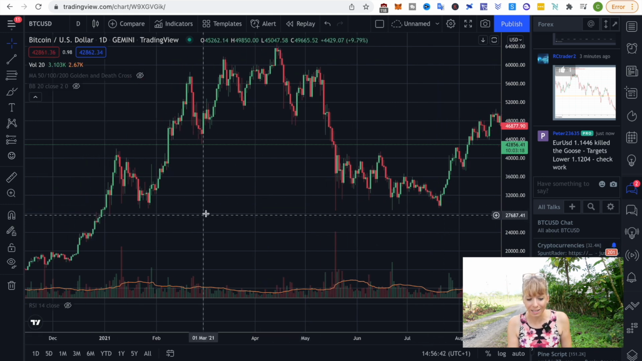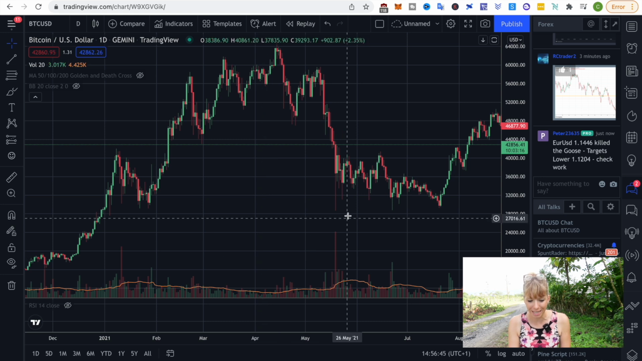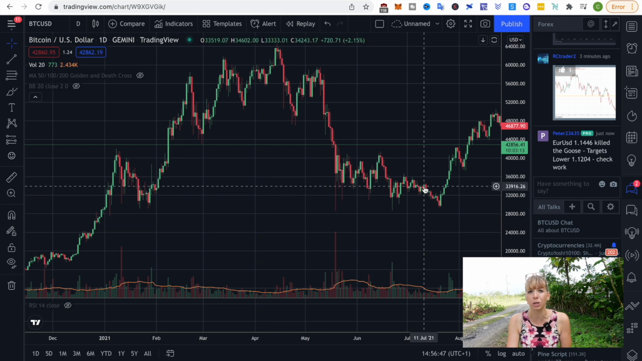That means that support zone has become even stronger, because now it has been touched almost 10 times by wicks or bodies. So it would be very, very difficult for the price to break through and go lower.